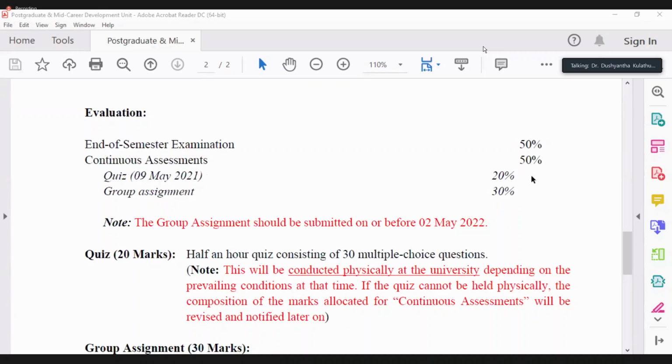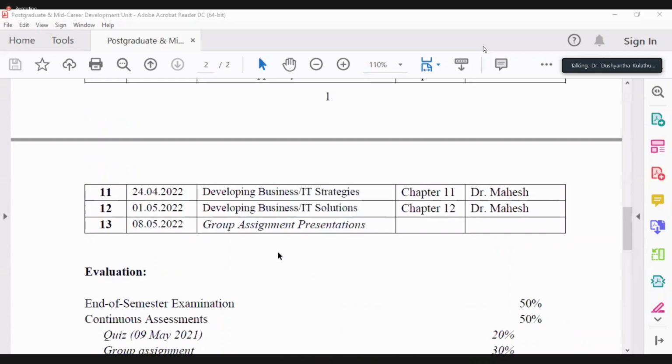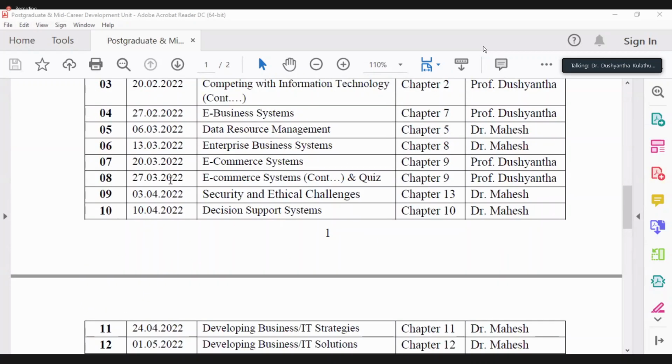So you will be allocated 20 marks, and as highlighted here, this will be conducted physically at the university as a multiple choice questions examination. And that depends on the prevailing conditions at that particular time, somewhere around 27th of March.